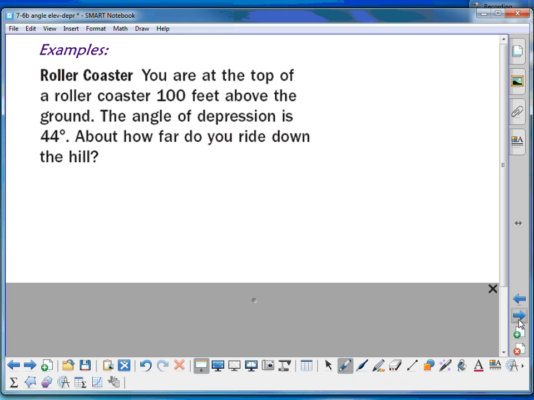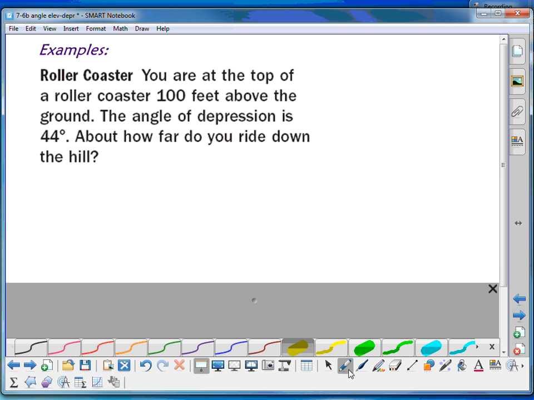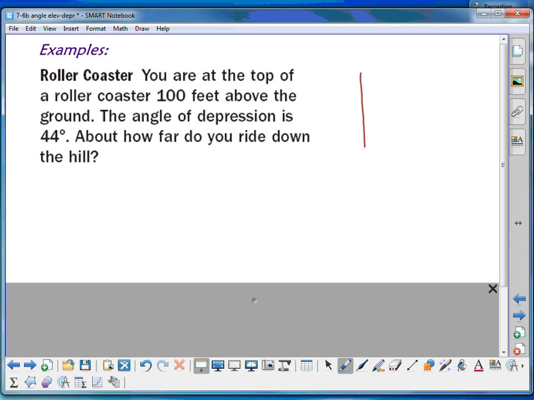All right, so here's an example, and we're going to have to draw ourselves a picture because they don't give us one. You're at the top of a roller coaster 100 feet above the ground. So you are 100 feet above the ground right there. And here's the hill that the roller coaster is going to go down. Here's my little roller coaster car. Whee, I'm having fun.